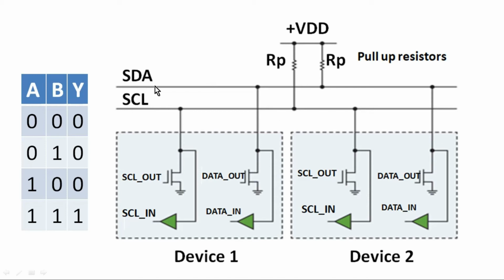Friends, the same behavior is true for the SDA line as well. If any of the devices connected to this SDA line is trying to make its status logic 0, then the SDA line will remain at logic 0. But it will only go high if all the devices connected to it are trying to make it logic 1. Friends, now I would like to explain the wide AND operation in I2C protocol with an example.